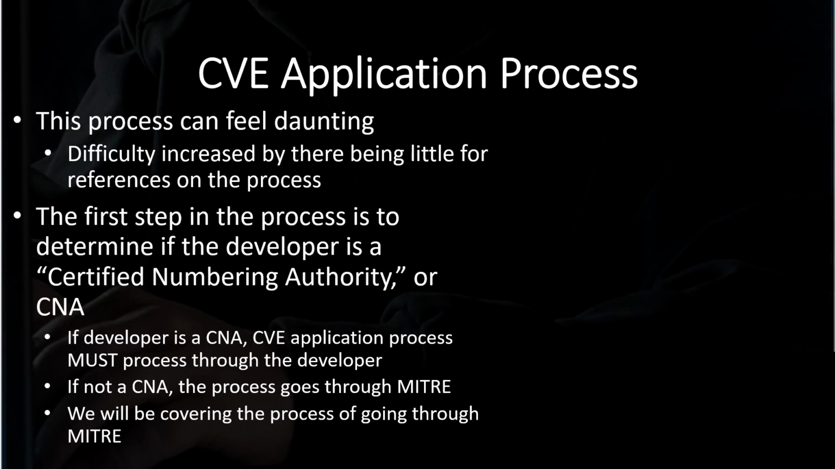So the application process itself can be quite daunting when we're applying for a CVE, and it's because there's not a lot of documentation available for this process. The first step in the process is to determine if the developer is a certified numbering authority or a CNA. If the developer is a CNA, the CVE application process must go through the developer themselves. If they're not a CNA, you can go through MITRE, and we will be covering the process of going through MITRE here.